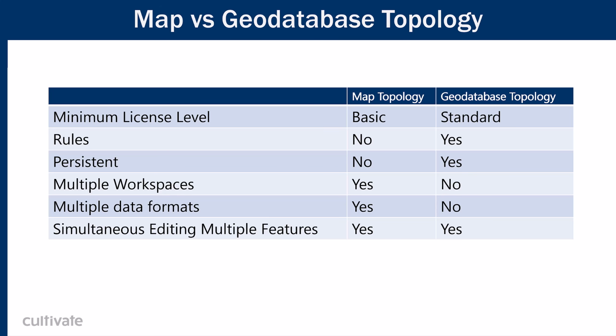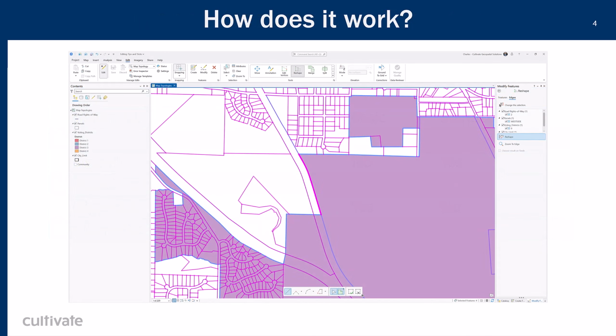Again, shapefiles, geodatabases, web services, all of that. But what they both do is allow us to edit multiple features at one time. So simultaneous editing of those features that are part of that topology. So how does that work?